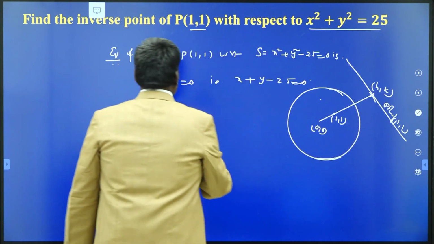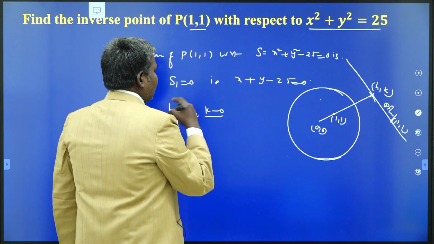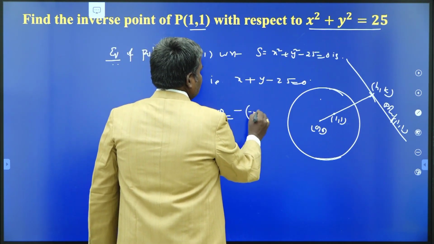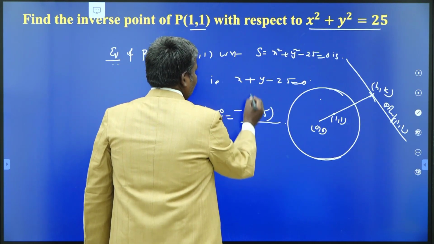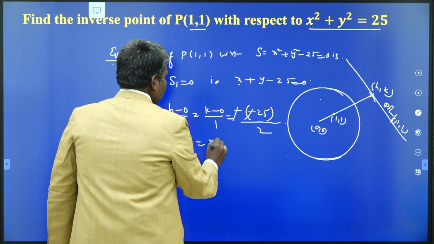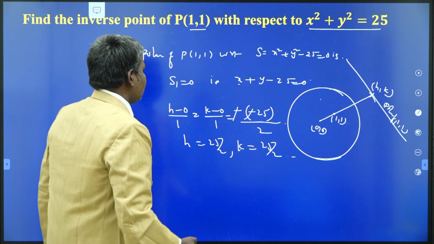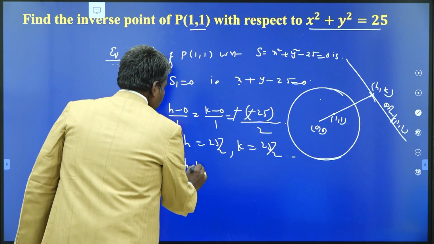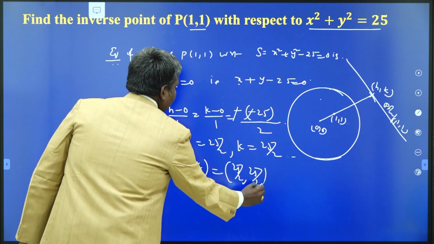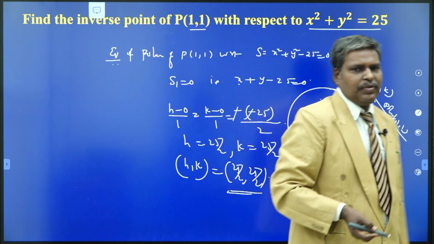Then immediately we get (h minus 0)/1 equals (k minus 0)/1 equals minus of (ax1 plus by1 plus c) by (a square plus b square), that is minus 25 by 1 plus 1, 2. So h is equal to 25 by 2 and again k is equal to 25 by 2. H comma k is nothing but 25 by 2 comma 25 by 2. In this manner, we can find the inverse point of P with respect to the circle.